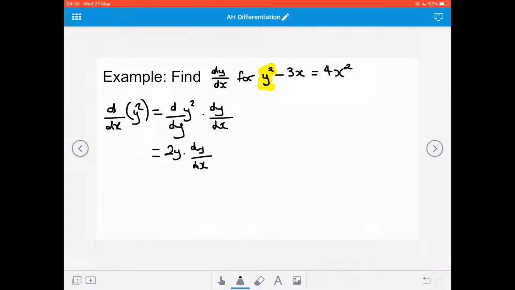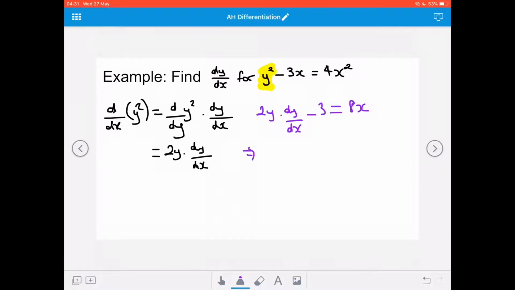So now we're going to substitute that back in to our implicit function and differentiate both sides with respect to x. So we're going to get 2y multiplied by dy by dx. The negative 3x is going to differentiate to negative 3, and we're going to make that equal to 8x on the right hand side. The next thing we're going to do is add 3 to both sides.